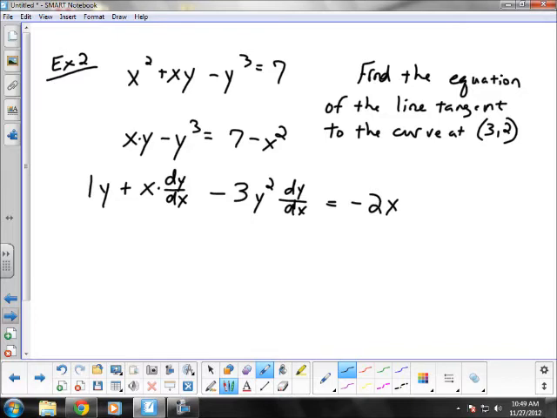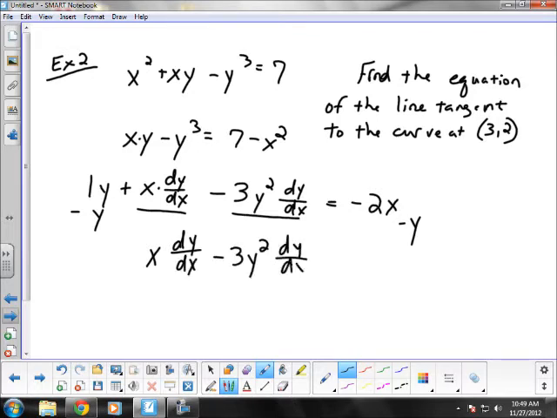So, now the next step on this, remember, at this point we have taken the derivative. It's just not solved for dy dx. So we're going to solve for dy dx. So you look at every term that's actually got a dy dx in it, and everything that doesn't, move it to the other side. So this 1y needs to go to the other side by being subtracted. So I've got x times dy dx minus 3y squared times dy dx is equal to negative 2x minus y.